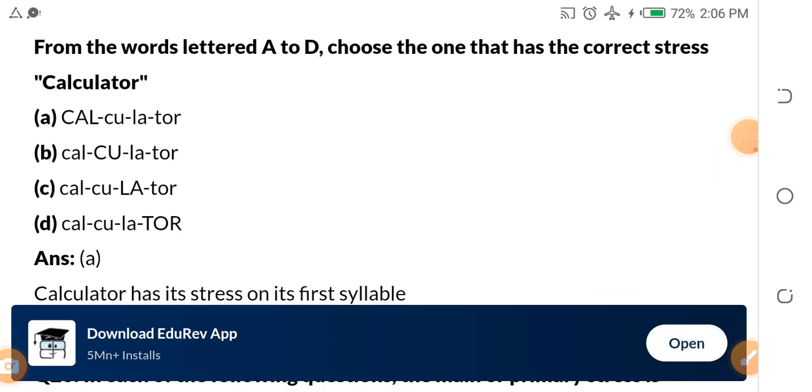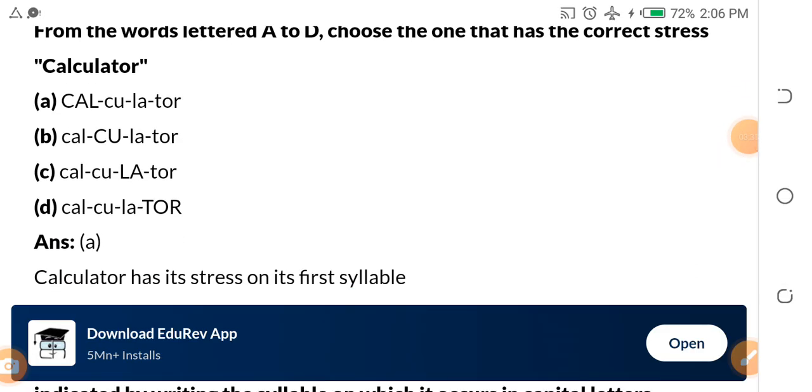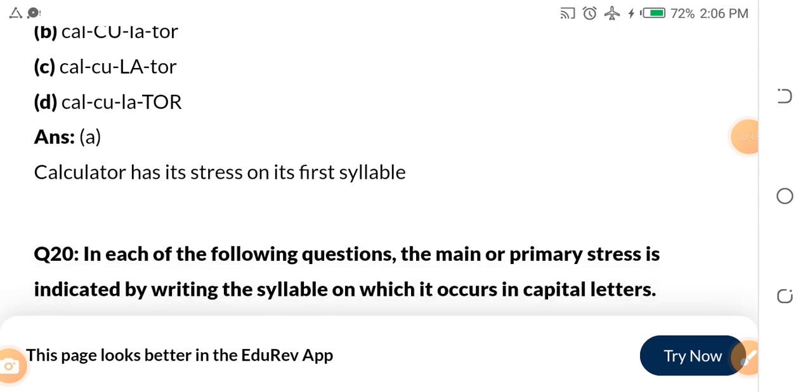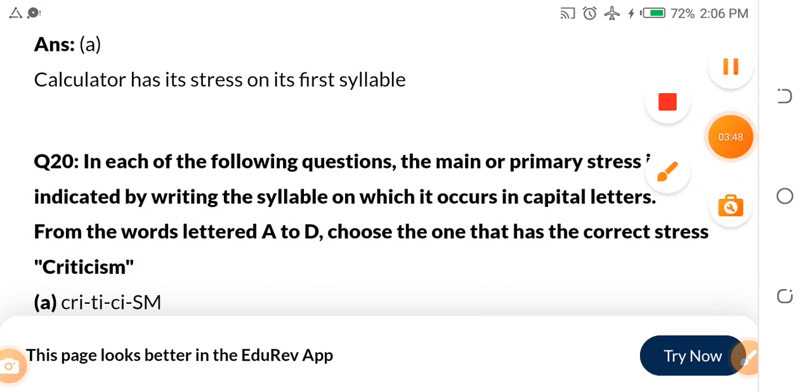We are looking at this word, calculator. A, calculator. B, calculator. C, calculator. Then D, calculator. The answer is A. You can stress the first syllable. Calculator. Okay, are you still here?